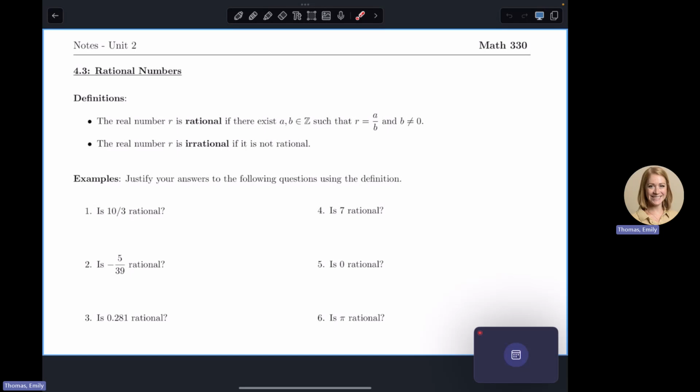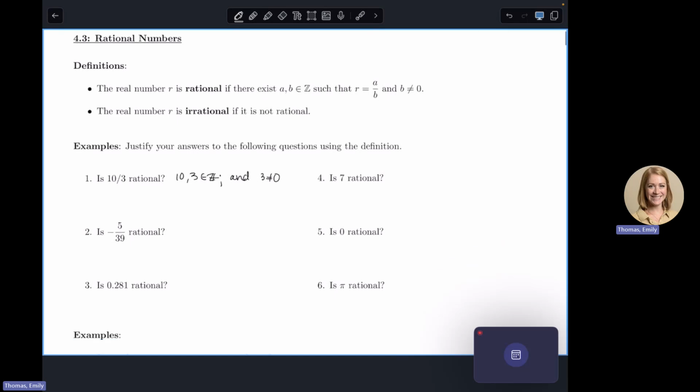It's irrational if you can't do that. So if you can't write it as the ratio of two integers where the bottom one isn't 0, then it is irrational. So, do you believe that 10/3 is rational? Yes. Why? Yeah, both 10 and 3 are integers, and 3 is not 0. Okie dokie. Next up. Oh, there it is. Good.